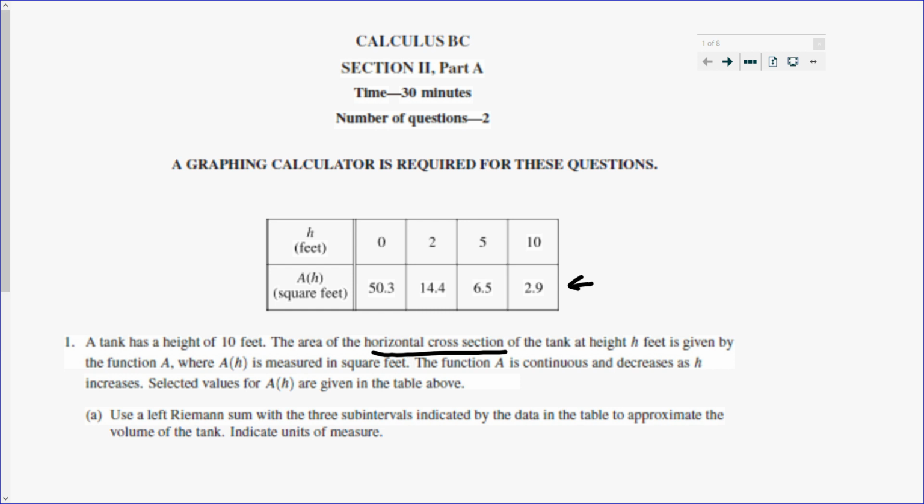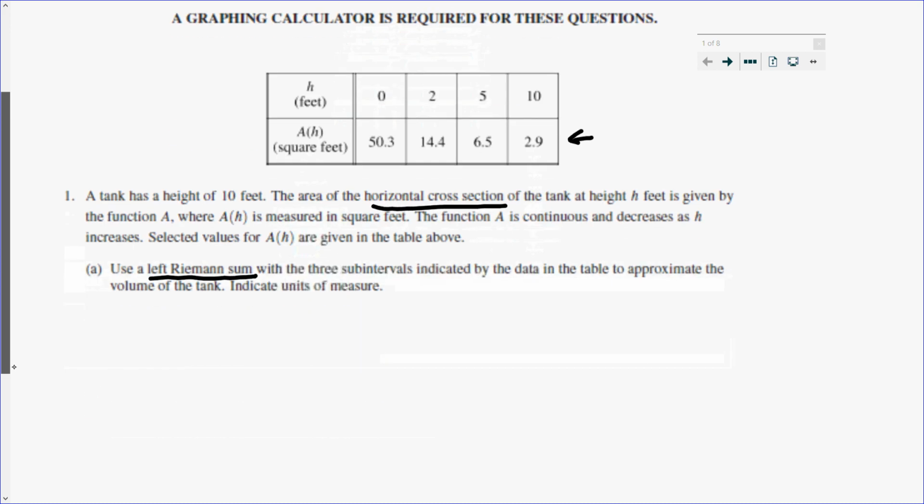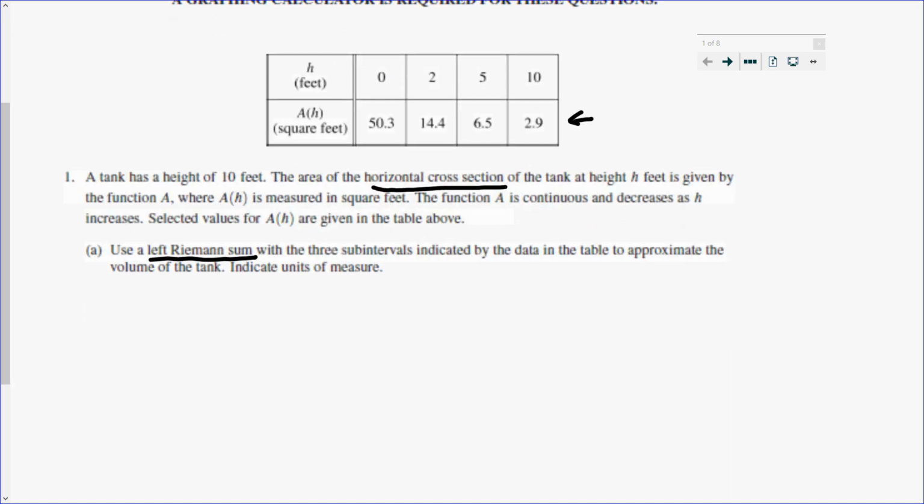So for part A, it asks, use a left Riemann sum. Now we all know Riemann loves rectangles, so we're going to be doing some rectangles on this question. So let's go ahead and get started. Let me move down here. It says use a left Riemann sum of 3 subintervals indicated by the table, the data above, to approximate the volume of the tank. Now I'm looking for volume of the tank, so make sure you get the correct unit. As a matter of fact, it's even telling us that. So I'm going to go ahead and start here. I'm going to draw my rectangles. Even though you think this is crazy, I say go ahead and do it. Draw your rectangles. Get the answer right.